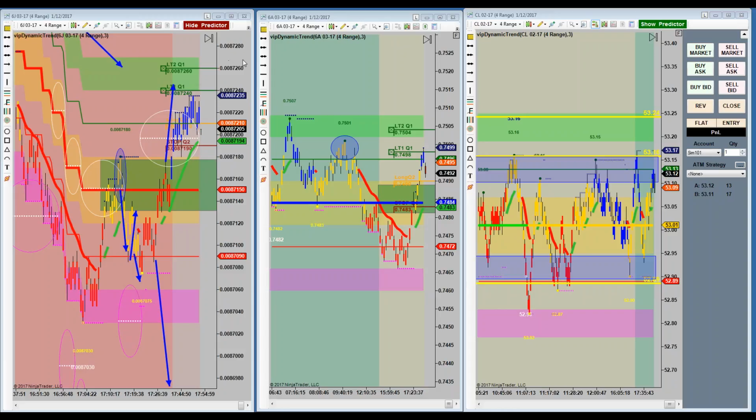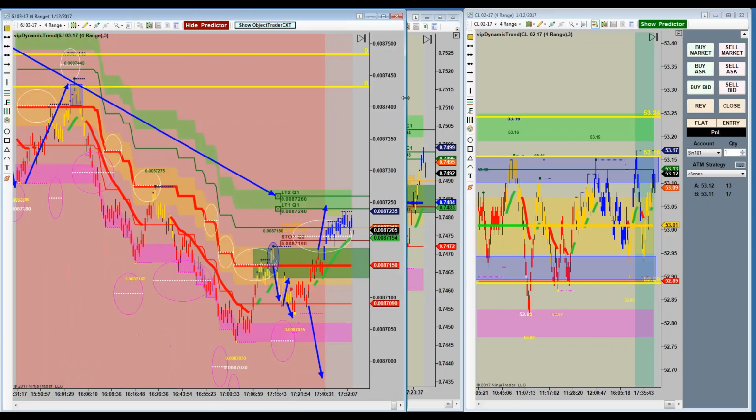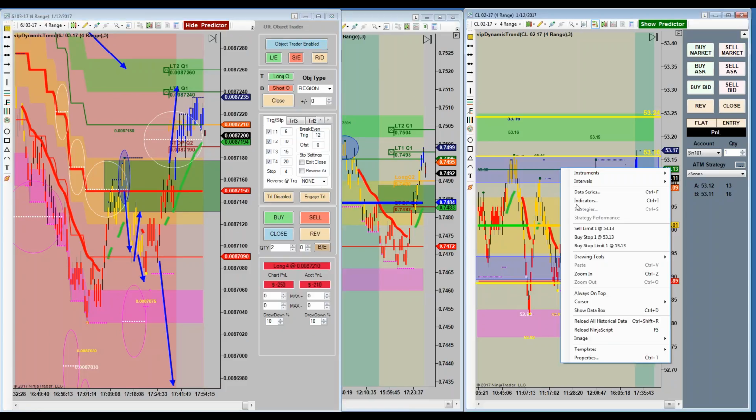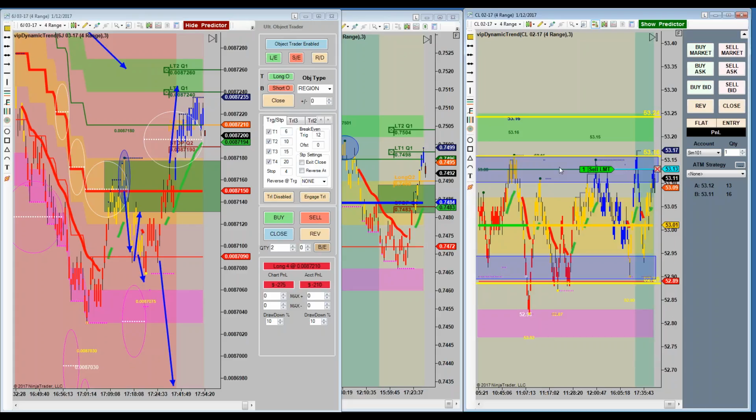By the way, just back over here to show the difference between the two. Here's Object Trader. Notice how much more robust and detailed it is and all the different things you can do with it versus Chart Trader. Chart Trader is good. Let's put a sell order here at the top, something like that.